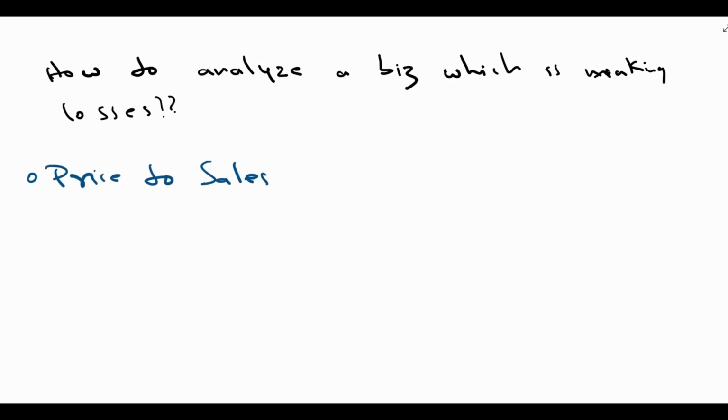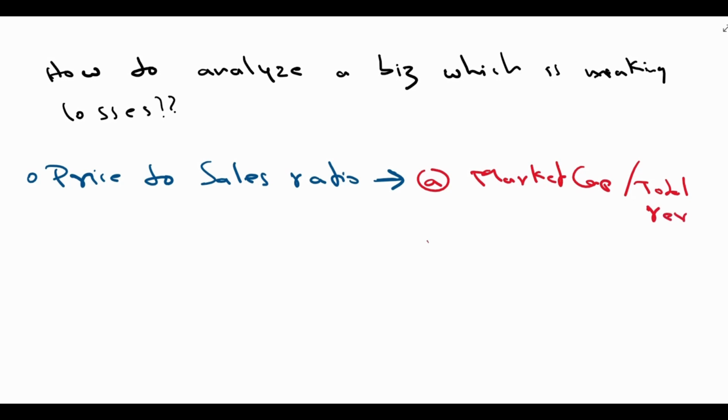Price to sales ratio. So this basically skips the profit part. Rather, what it does, it includes sales, which is total sales, and it compares it with the market price. So two ways it can be calculated. One, at a total level, which is market capitalization divided by total revenue, and the other is market price per share by sales per share.